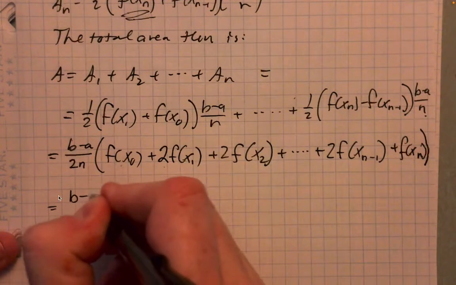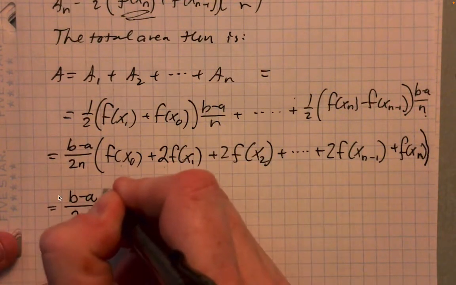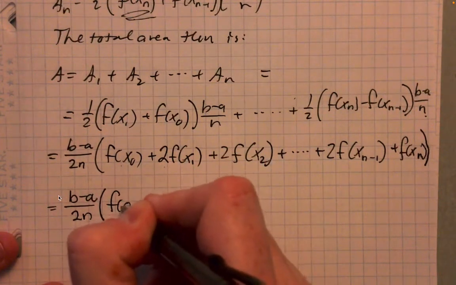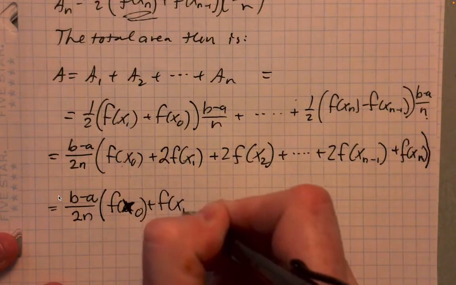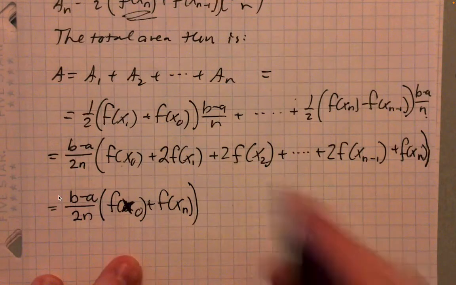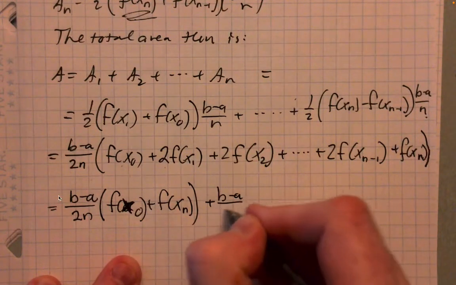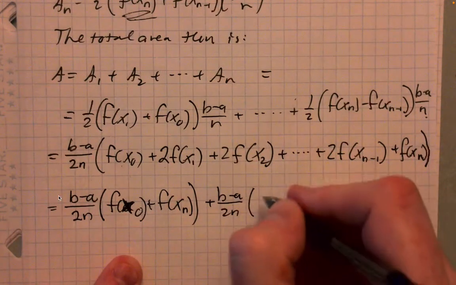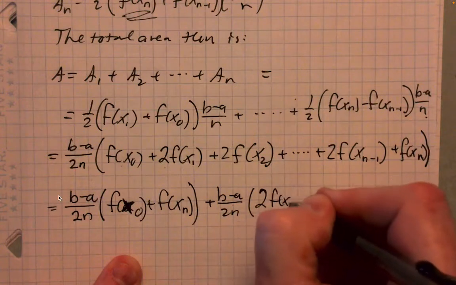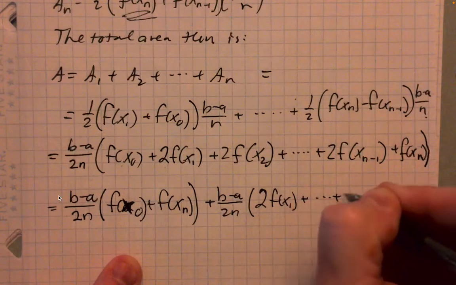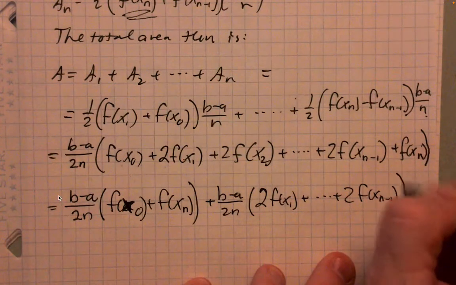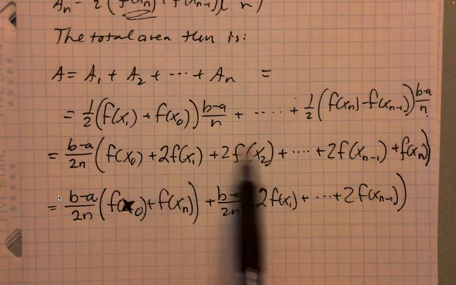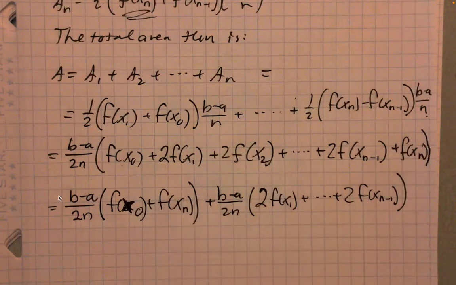It'd be (b minus a) over 2n times f of x0 plus f of xn, plus (b minus a) over 2n times 2f of x1 plus dot dot dot plus 2f of xn minus 1. Okay, so that's everything in there. We've just taken a couple of these and pulled them off separately.